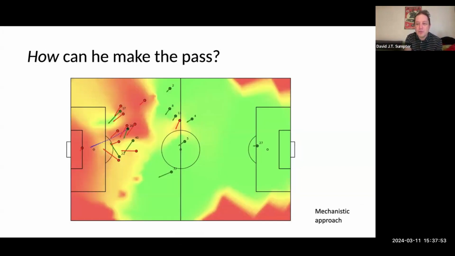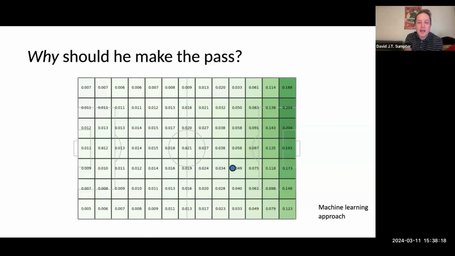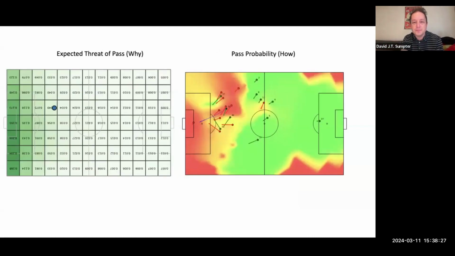Now, I mentioned one example before, the actual goal I showed you, where the pass into the middle was more difficult, but it was a better chance of being a goal. And you can think about it here: the pass to 22 might be more difficult, but there's a better chance of a goal. And we can work that out too. Here we do use a machine learning approach. We look at all of the passes that have ever been made, and we try to set a value on the basis of those passes.